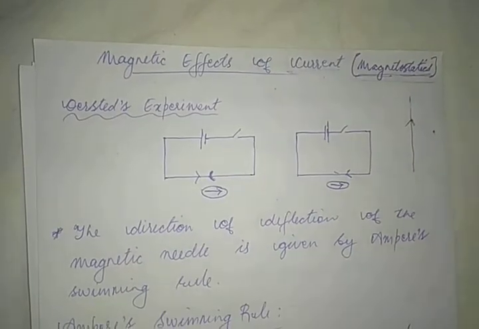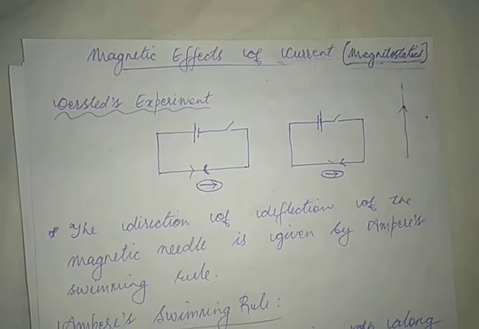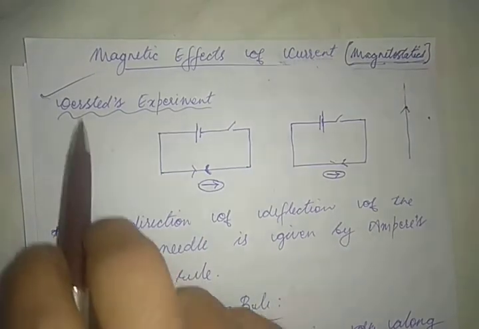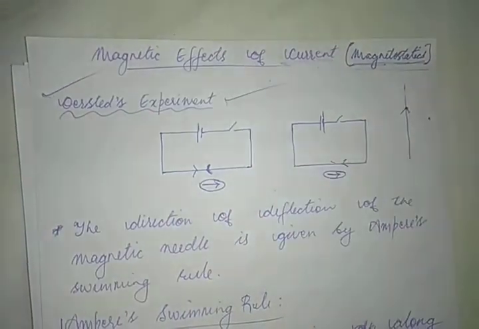Now, to start this topic, first of all, we are going to discuss something called Oersted's experiment, which you've studied about in class 10 also. This experiment was done in the early 19th century, I mean the first half of the 19th century, maybe in the 1820s.